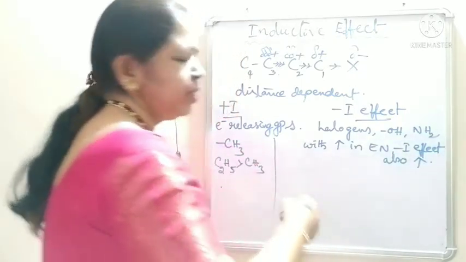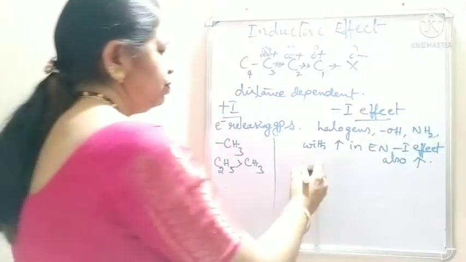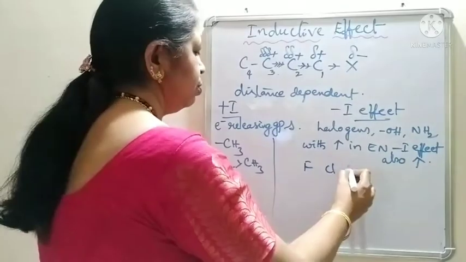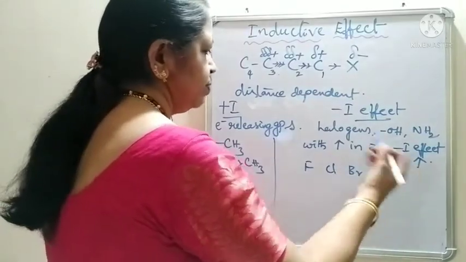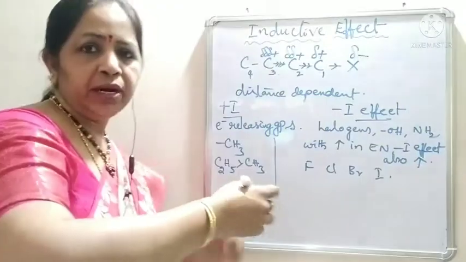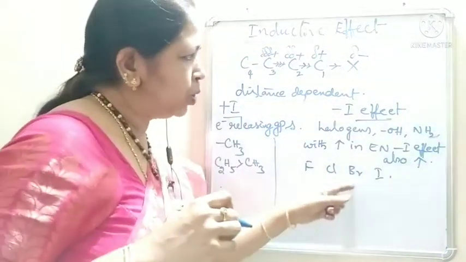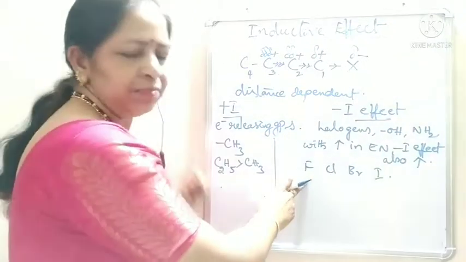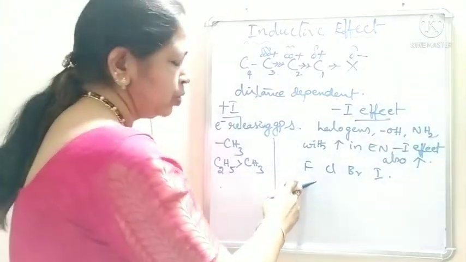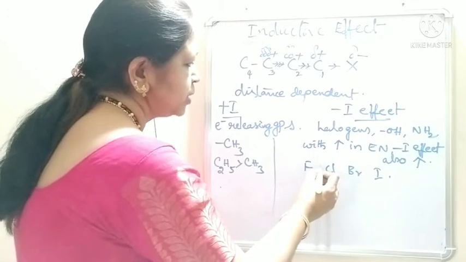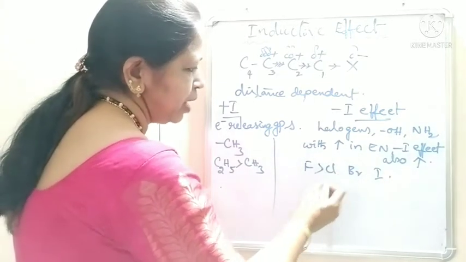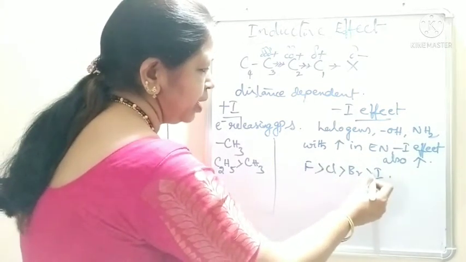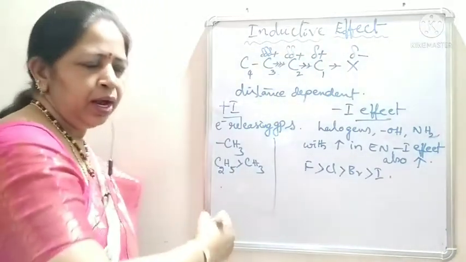That means if we see the halogens, fluorine, chlorine, bromine and iodine, which will have more negative I effect? We know that fluorine has the maximum electronegativity. So, fluorine shows more minus I effect than chlorine, than bromine, than iodine.